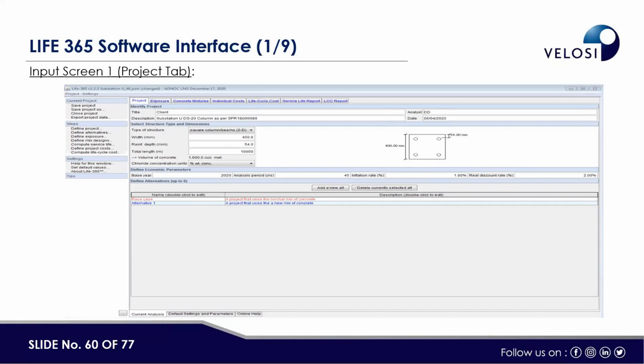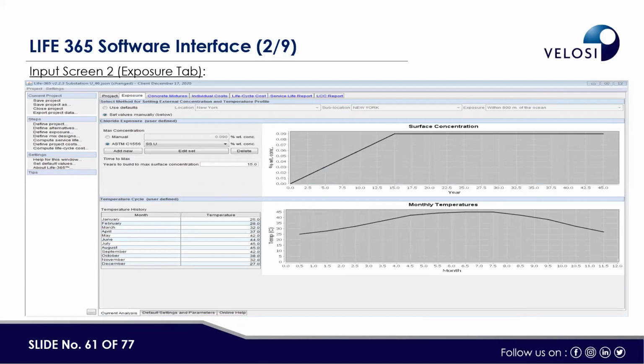Generally, when we open the software, it will have certain tabs like project, exposure, and concrete mixture at the top. When we click on each tab, there are certain input requirements. We can give the client name, analyst name, description of the structure, etc. We can also give the width, reinforcement, depth or cover, and total length. Then the base year, the year in which we are doing the analysis, the analysis period, inflation rate, and discount rate are automatically filled in. Cost analysis is also part of the Life-365 software, but we are not interested in the cost analysis.